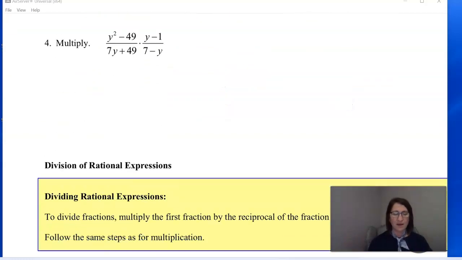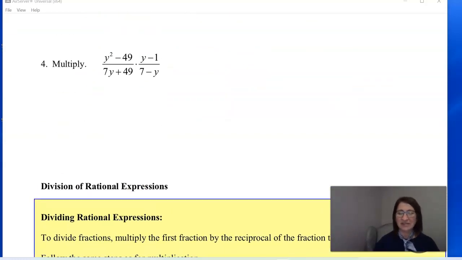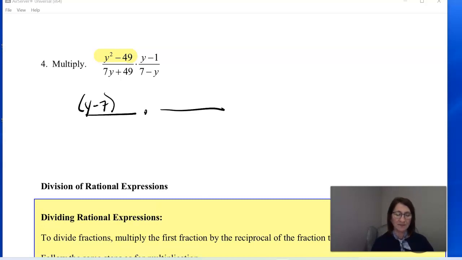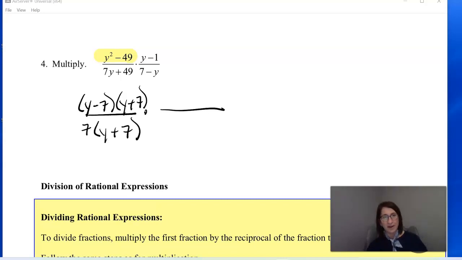All right. Let's go ahead and look at this last example. So let's start here with upper left, and that is going to be the difference of 2 squares. So y minus 7, y plus 7. And then for that denominator, I can go ahead, take out a 7, and I'm left with y plus 7. Over on the right, I've just got the y minus 1, and then the 7 minus y.